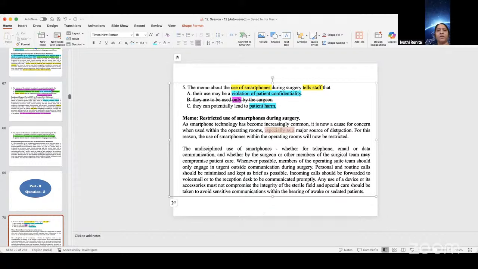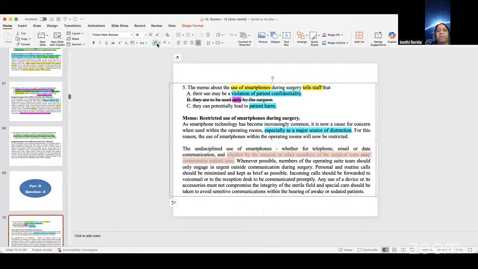The undisciplined use of smartphones, whether the telephone, email, or data communication, and whether by surgeon or other members of the surgical team, may compromise patient care.